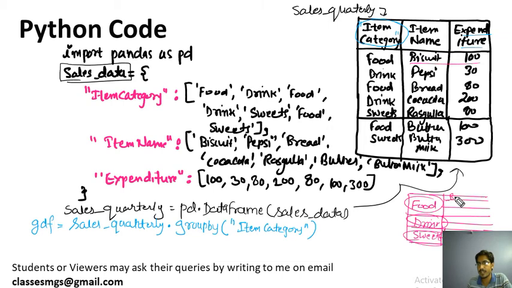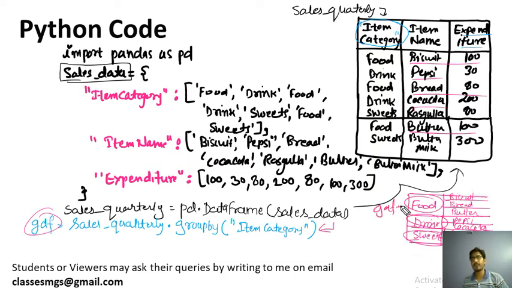Let's suppose biscuit will come under the food category. So biscuit, then bread, then let's suppose butter, like this. Then the drink category, what are these? Pepsi and Coca-Cola. So Pepsi will come here, Coca-Cola will come here. This is the groupby result. Once we execute this line, the groups will be created like this. Then we will have the Rasgulla and buttermilk.